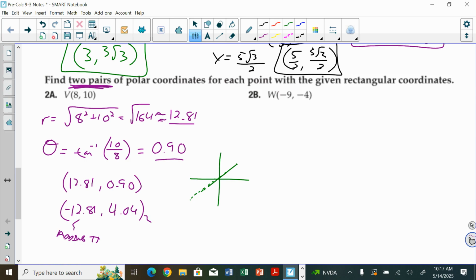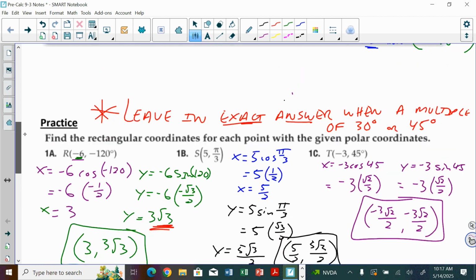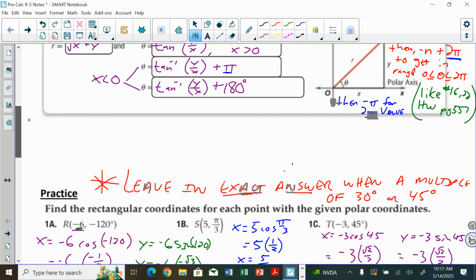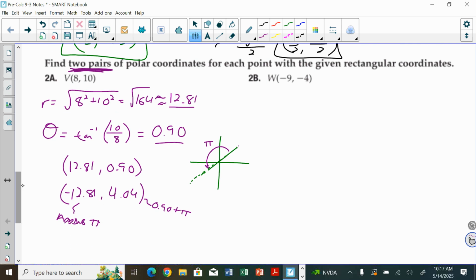This is 0.90 plus pi. Because remember, when I do that, I'm going 180 degrees, which is pi. Okay? All right, next one. So that's how you get your second pairs. That's why when I talked about up here, there's a little bit different when you have a negative y value. You're going to subtract pi because you're adding that 2 pi first. Okay? All right, let's try the second one.